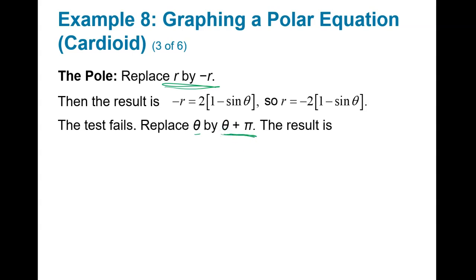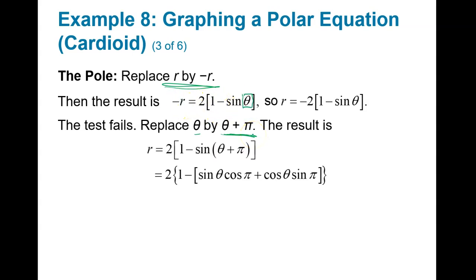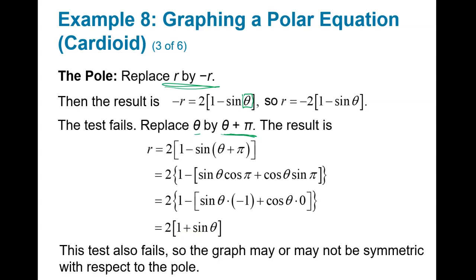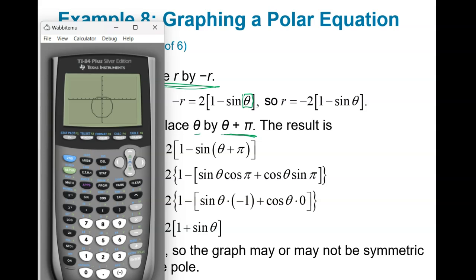So this time, when we replace theta here with theta plus pi, we'll need the sum formula for sine. So sine theta cosine pi plus cosine theta sine pi. So that's a -1, so that's a negative sine of theta. This is 0, and we're not back to 1 minus sine theta. We're at 1 plus sine theta in the bracket. So the test fails. So again, we may or may not have symmetry at the pole. It doesn't conclusively have it. But again, we saw with the graph, this does not have polar symmetry.